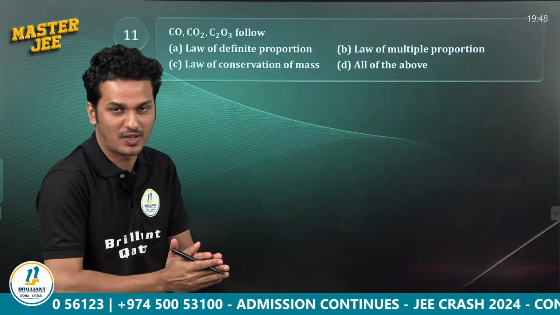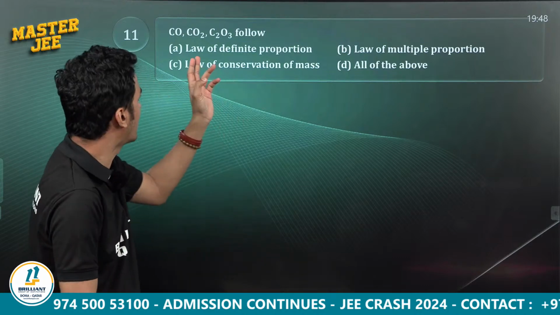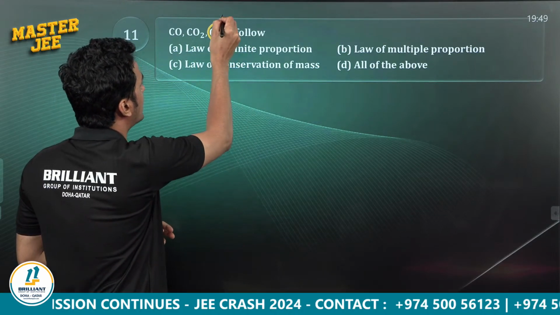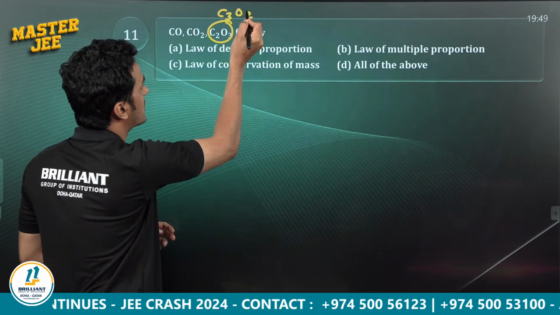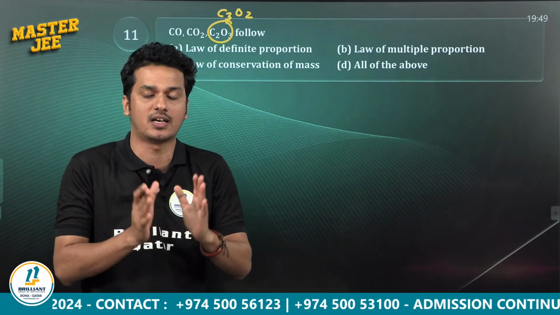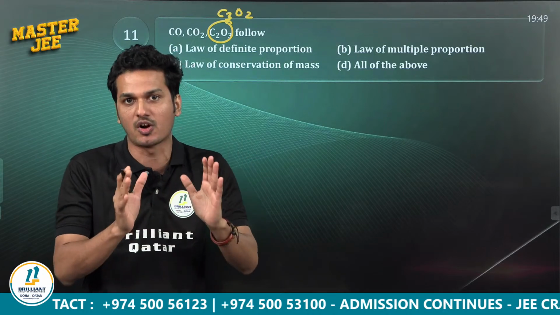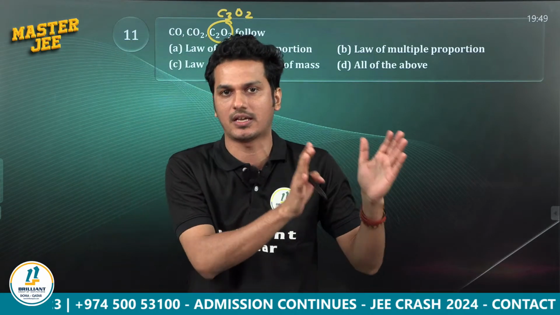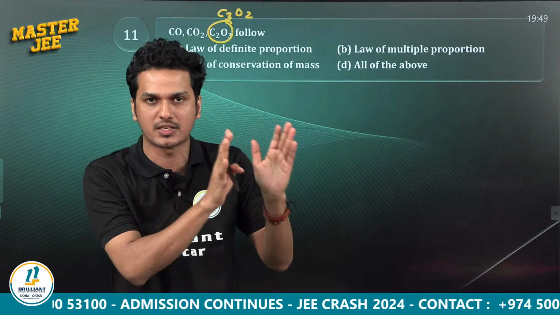This is the first question. Carbon monoxide, carbon dioxide, C2O3. Actually, this is not C2O3, this is actually C3O2. This is carbon suboxide. Here we are going to discuss the basic concepts of chemistry. Physics was already discussed for one chapter, and here I am going to discuss one chapter from Some Basic Concepts of Chemistry.